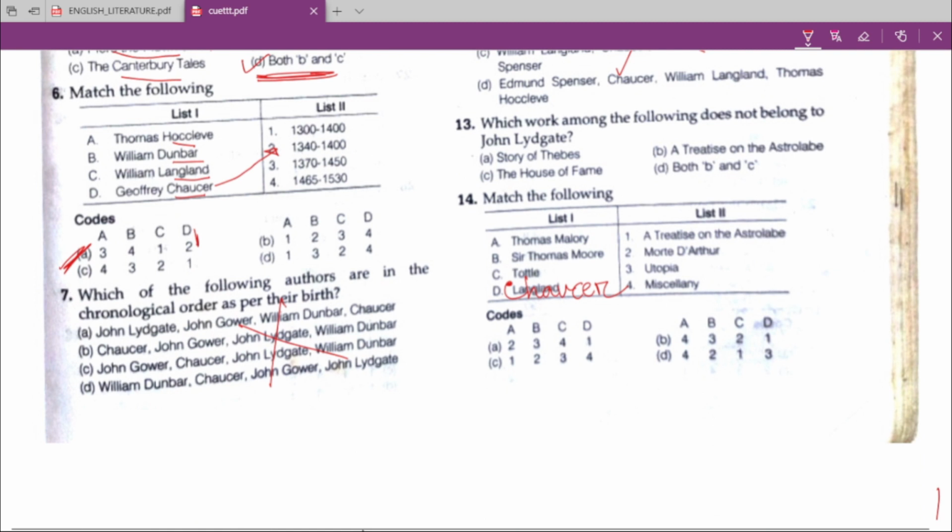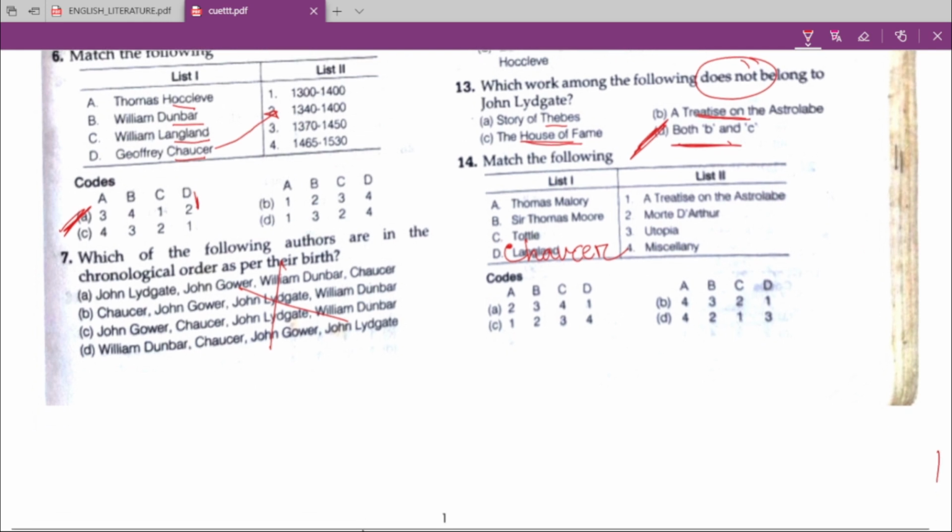13. Which work among the following does not belong to John Lydgate? Story of Thieves, The House of Fame, A Treatise on the Astrolabe. A Treatise on the Astrolabe and The House of Fame do not belong to John Lydgate, whereas Story of Thieves does. So both B and C do not belong to John Lydgate. Story of Thieves was actually written by John Lydgate, while The House of Fame and A Treatise on the Astrolabe were all written by Chaucer.